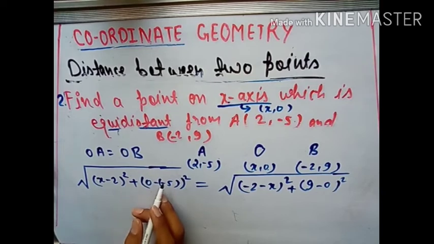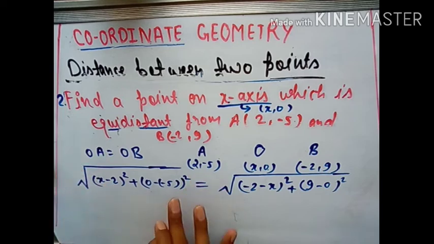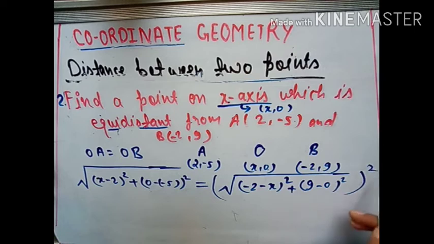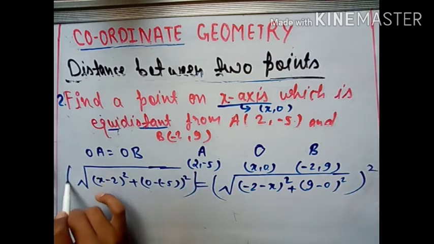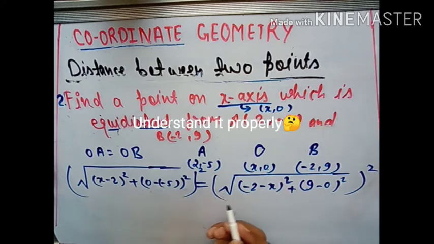For solving it, we can see over here the root is on both sides. So if we square them, the root will cancel. So the first step is squaring both the sides. This cancels the root. Understand? So now the root has been cancelled. This is the way to cancel the root.